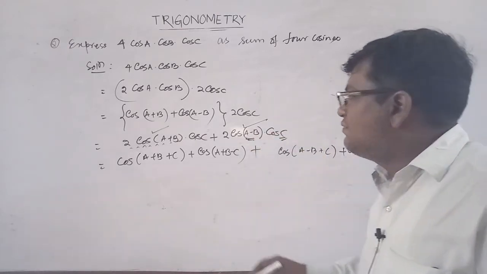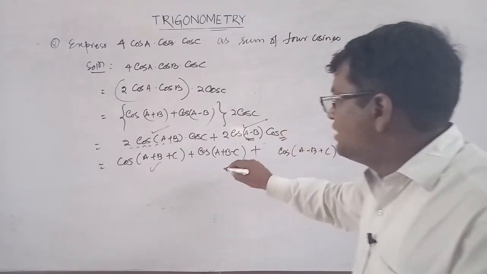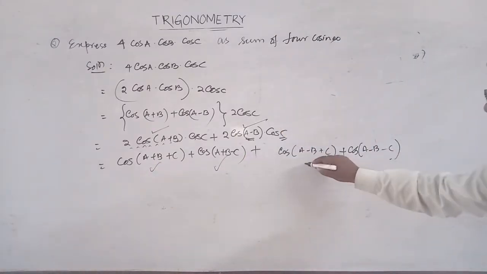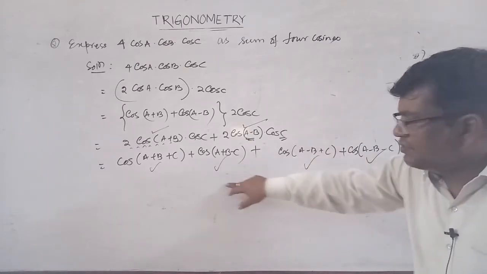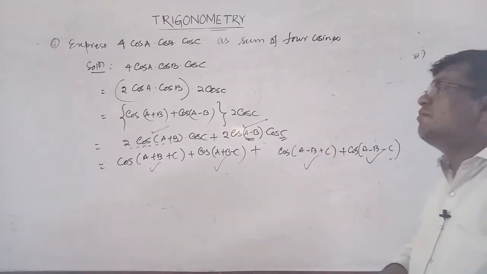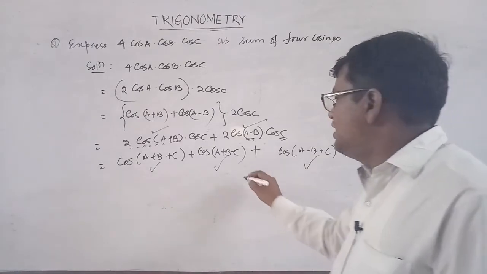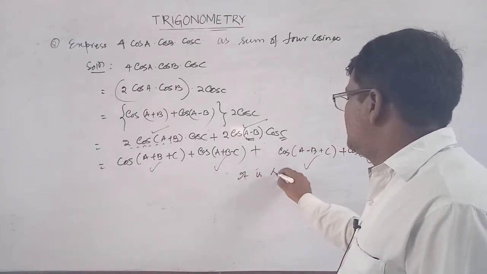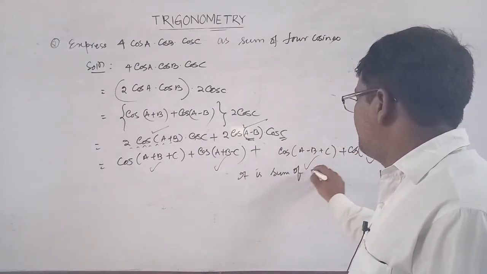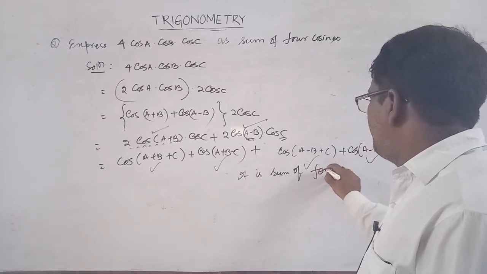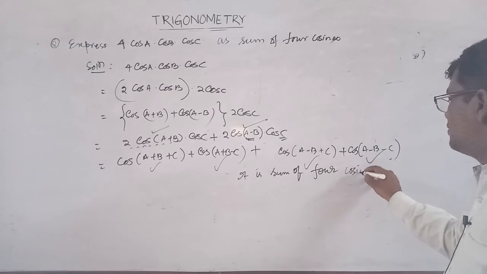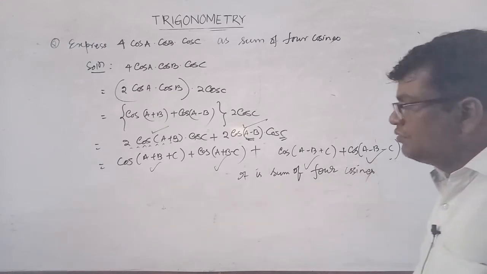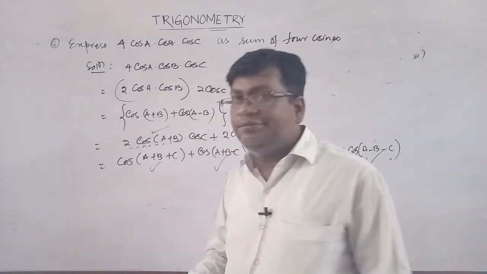So this is one cos, this is another cos, this is another cos, this is another cos. So cos, 4 times addition here. So this is the sum of 4 cosines. Therefore it is the sum of 4 cosines. Okay.